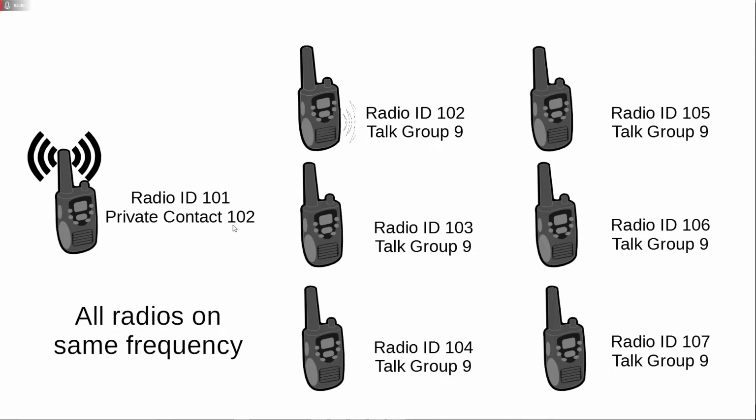If we change that private contact setting to 102, then only this radio would hear you and the others would be silent. This is much the same idea as entering a contact into your mobile phone and then dialing that individual. Only one phone will ring.